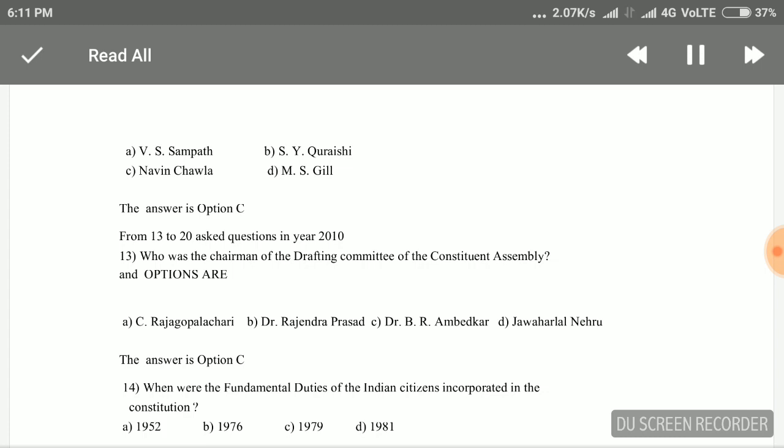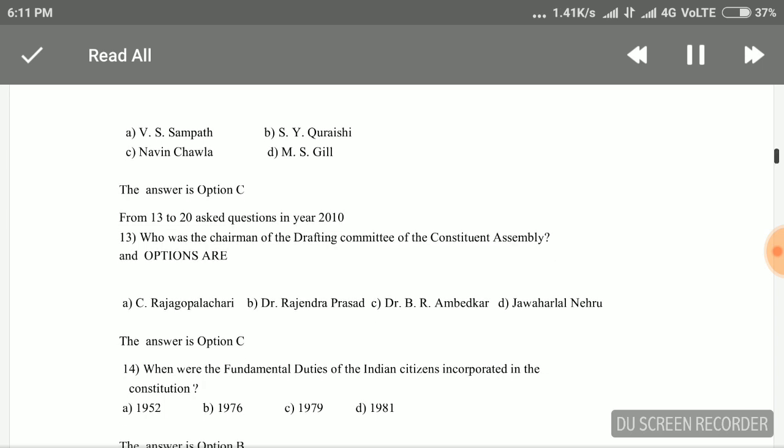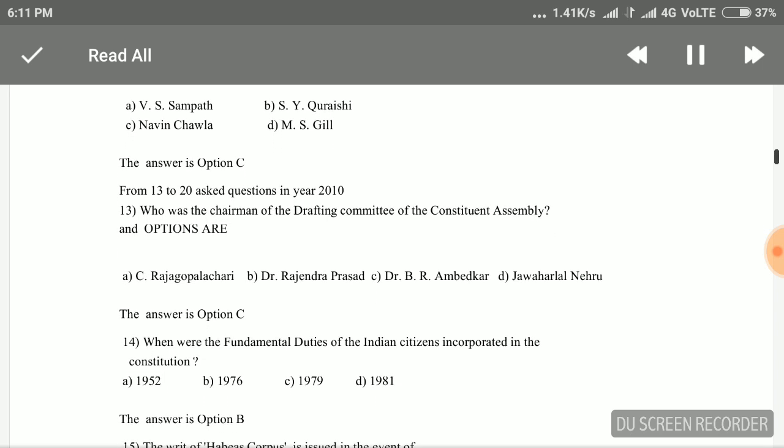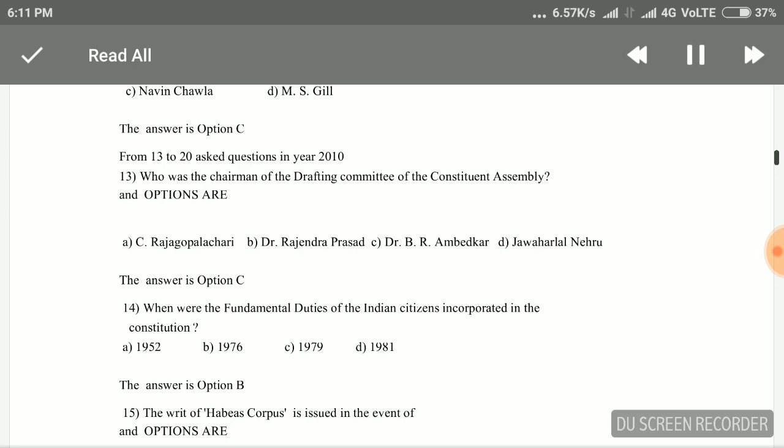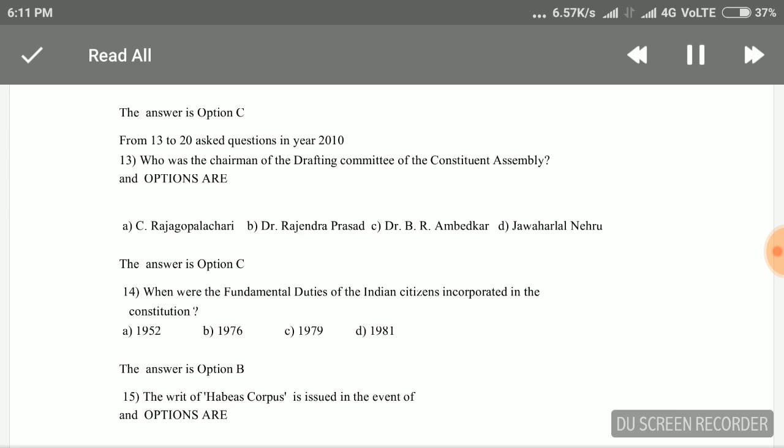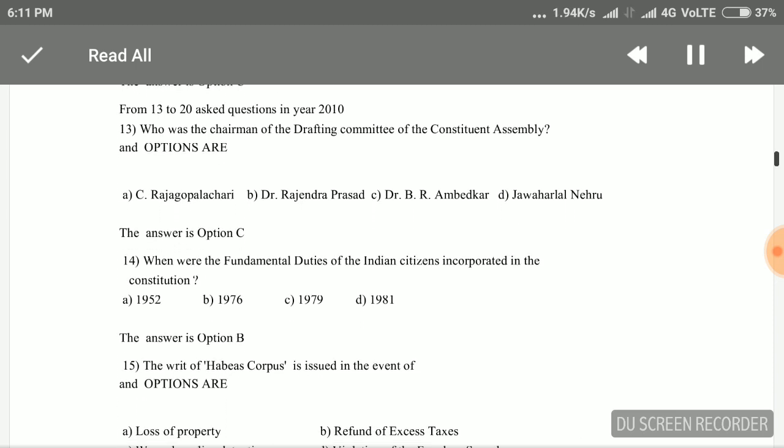14. When were the fundamental duties of the Indian citizens incorporated in the Constitution? A. 1952, B. 1976, C. 1979, D. 1981. The answer is option B.